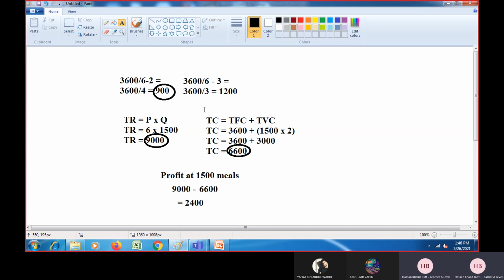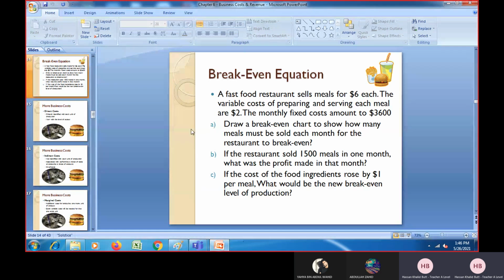Okay, so it means when the cost increases, our break even level of output has gone up as well. And that is not good for the business, you know that, because now profit will start late. Earlier the profit would have started after 900. Now it would start after 1,200 meals. So that is not good for the business at all, right? So I'll stop here and we'll continue from this point onwards.